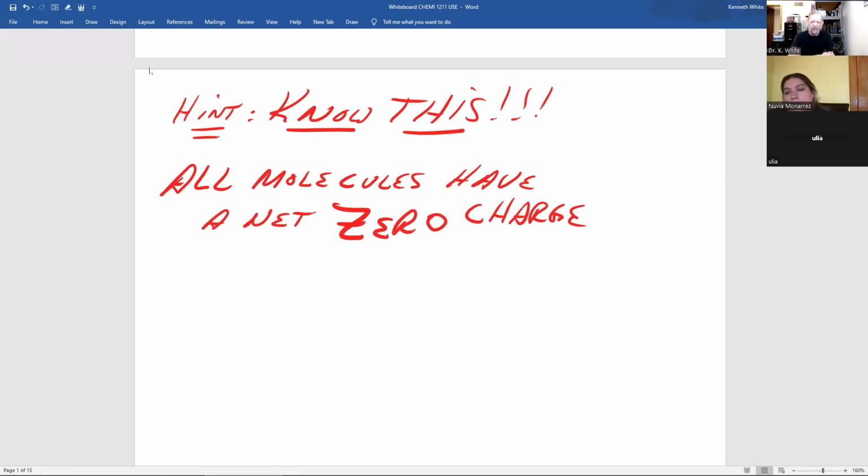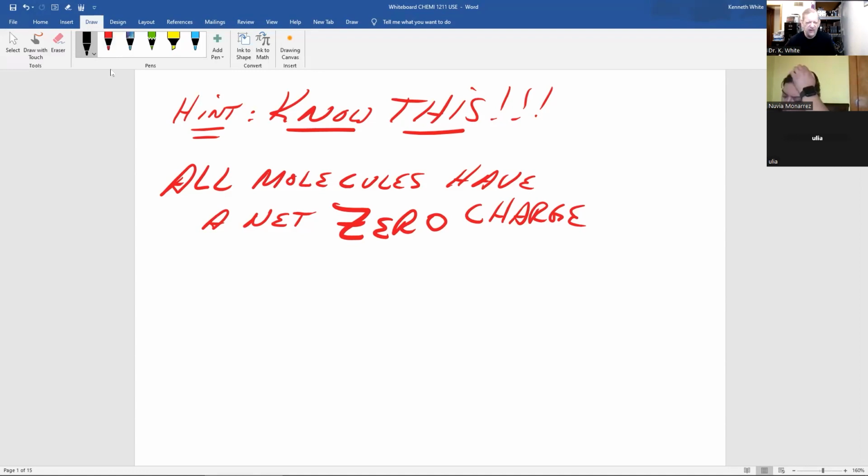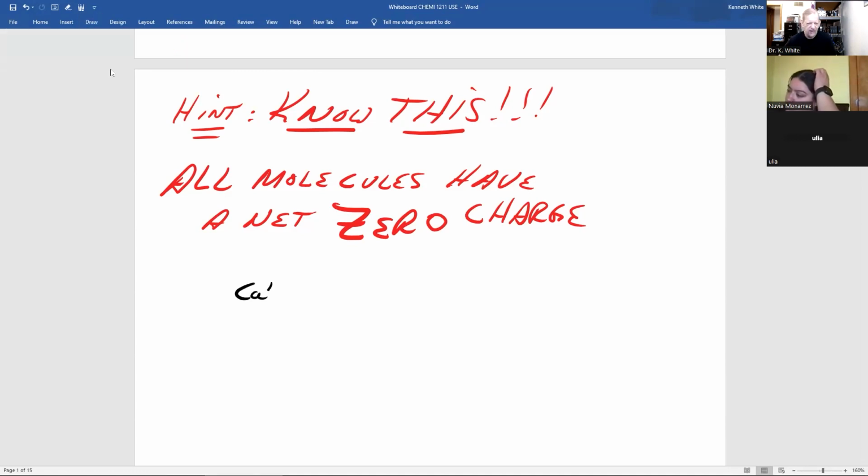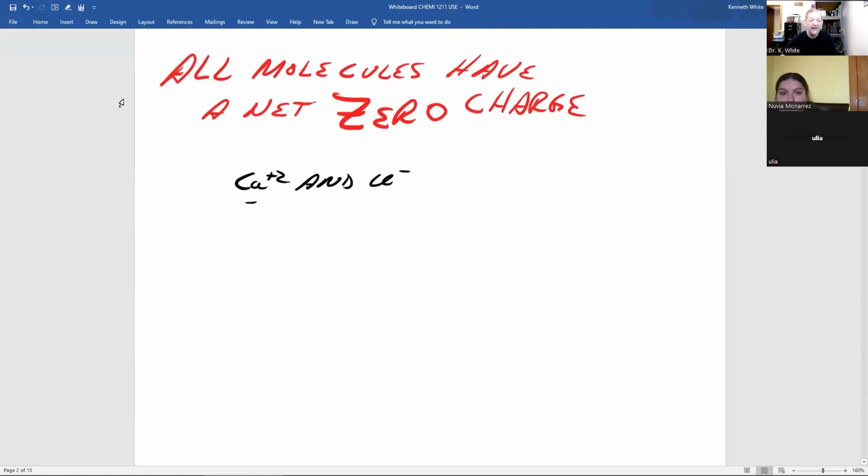So you should know this. All molecules have a net zero charge. So what does that mean for the problem? What is the empirical formula for a molecule with calcium +2 ions and chloride -1? Well, this is a +2 charge. This is a -1 charge, and it has to add up to 0. Oh, no, it doesn't. What do we do?